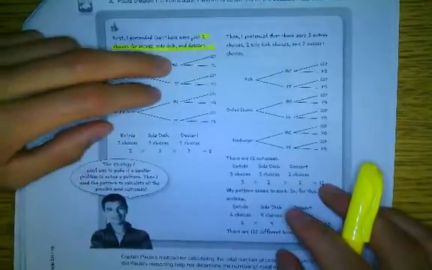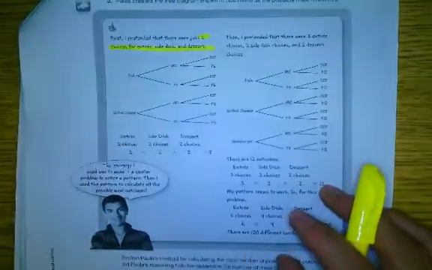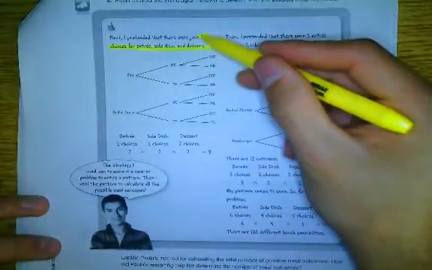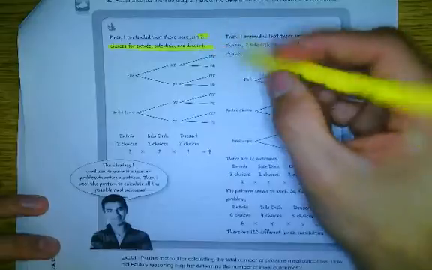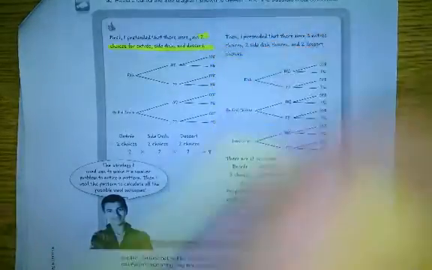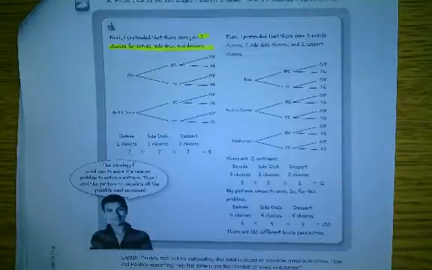So check out what she did mathematically. She said, well, I have 2 entrees, I have 2 side dishes, and I have 2 desserts. Well, 2 times 2 is 4, times 2 is 8. Wasn't that the number of total outcomes that we had here?